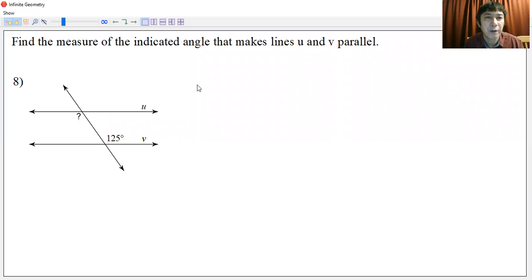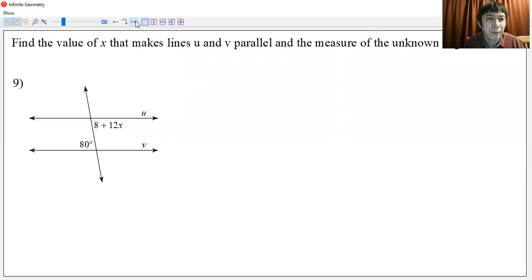Okay, here's our number 9. Find the value of x that makes lines U and V parallel and the measure of the unknown angles. One of the angles is already given. It's 80 degrees. What should be the value of x so that the other angle is also 80 degrees?